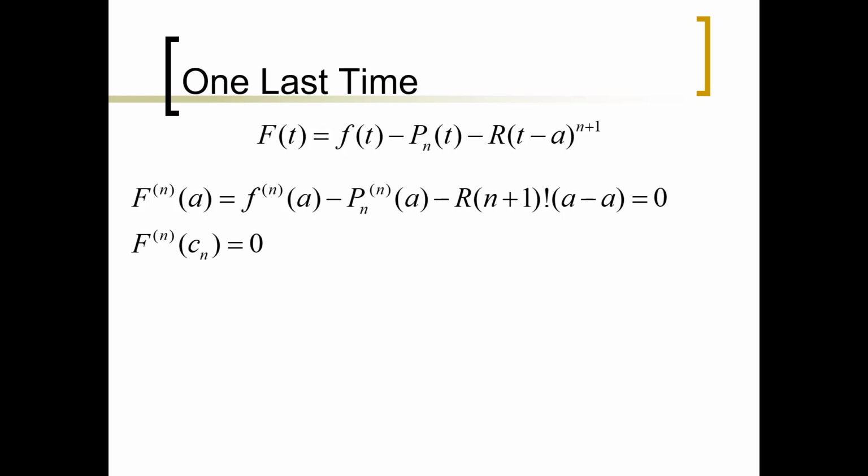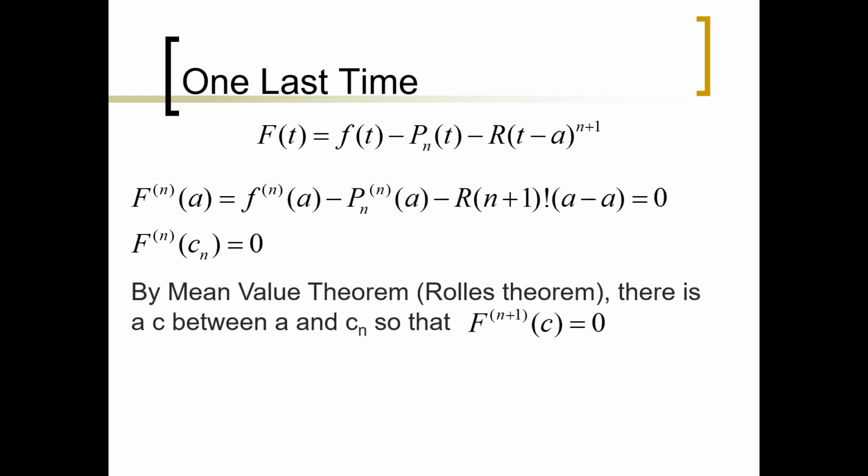But we know already from previous slides, and by doing the process over and over again, that the nth derivative of F evaluated at some cn, where cn is between a and x, is going to be 0 also. So by the mean value theorem, or Rolle's theorem, there is a value c between a and cn, and that means c is between a and x, so that the (n+1)th derivative of the capital F function evaluated at c would be 0.